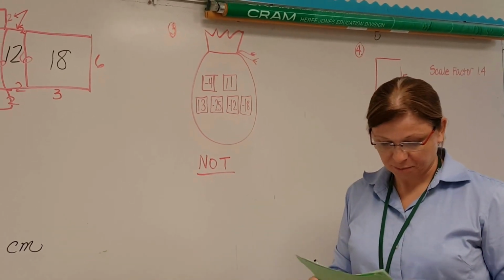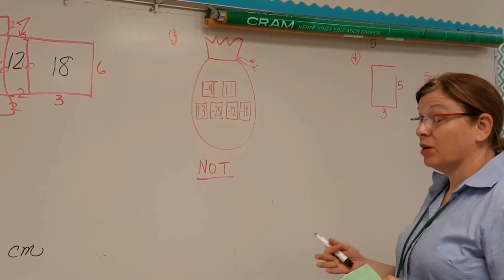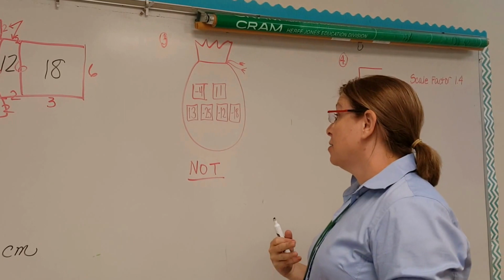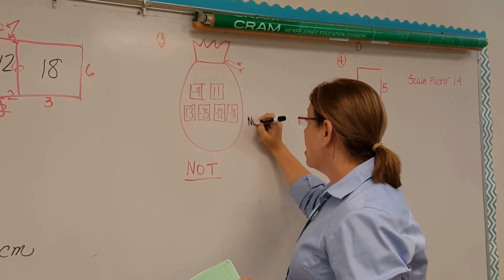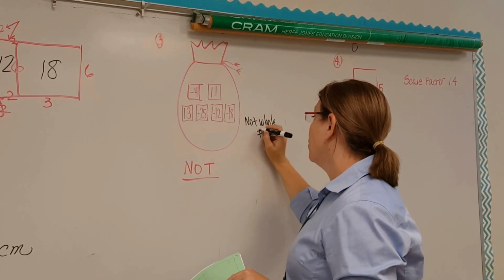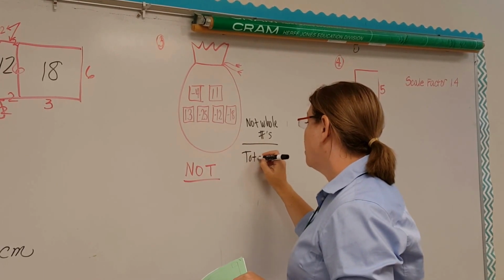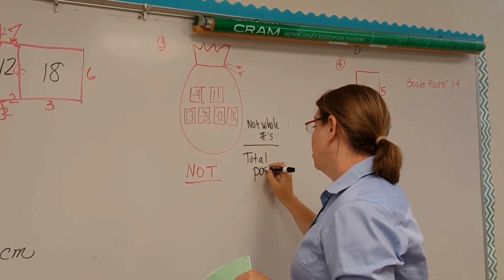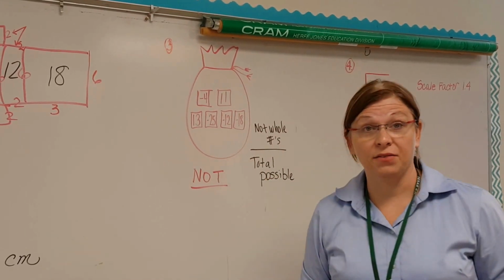Okay. So, the probability that a whole number will not be drawn comes from figuring out the ones that are not whole numbers over the total possible cards that we can draw out of there.